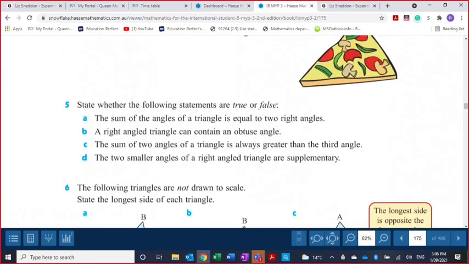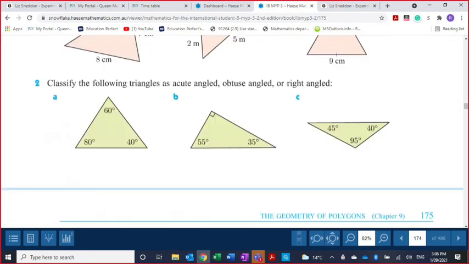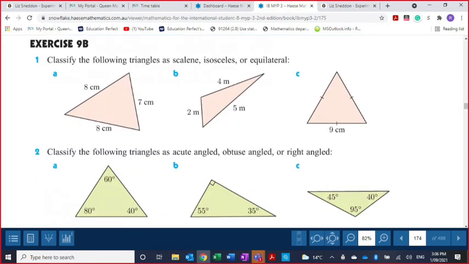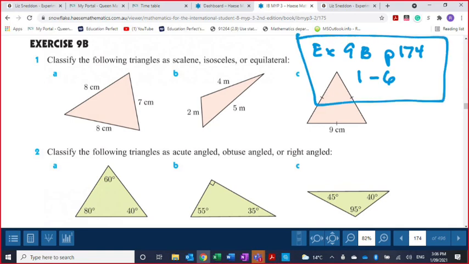Okay, so we've talked about classifying triangles by their angles, classifying them by their sides, and then a few properties about triangles involving the measures of their angles. So what I want you to do, let's see what exercises these are. This is exercise 9B. And it's on page 174. That's where it starts. I want you to do numbers 1 through 6. I've already done a lot of them for you, but go back and redo them on your own just to make sure that you're really understanding what's going on.